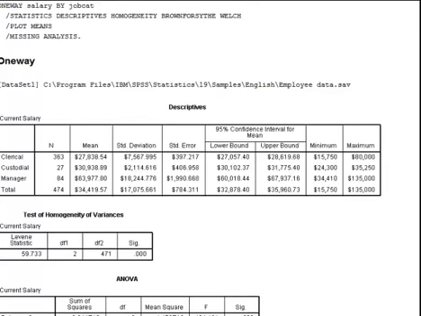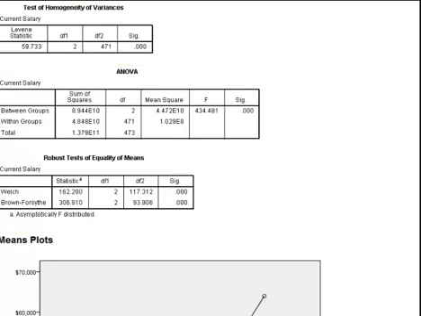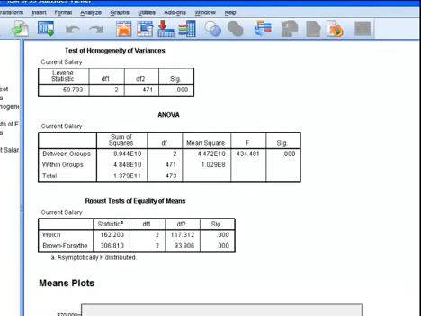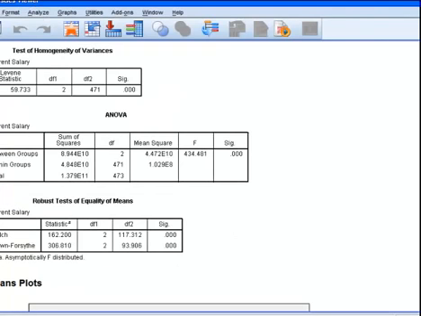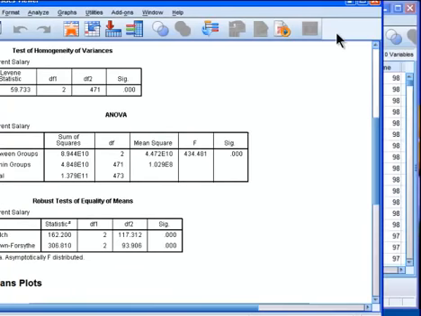Let me minimize this window. Hopefully I can do so. It's not really working with me here. Alright, sorry about that.